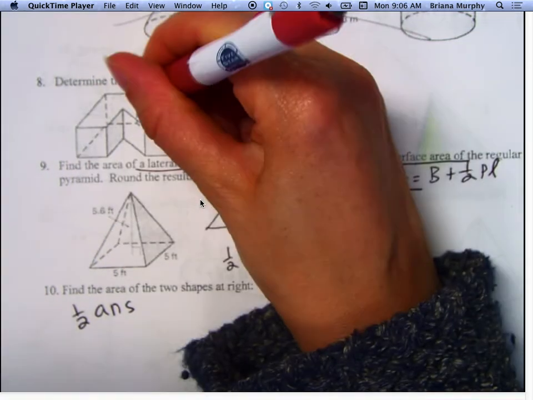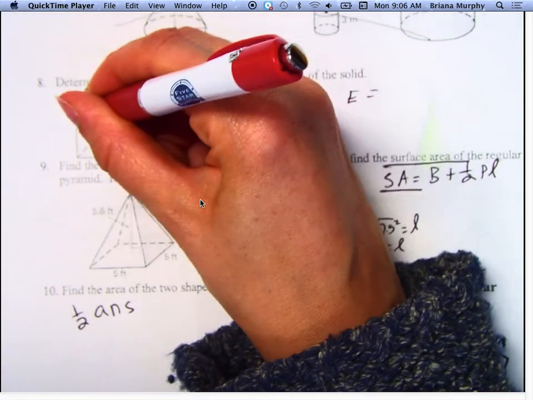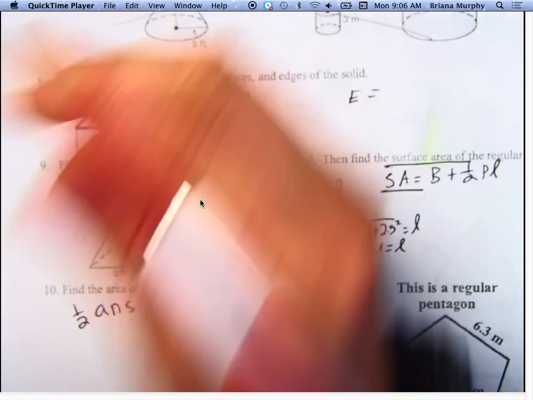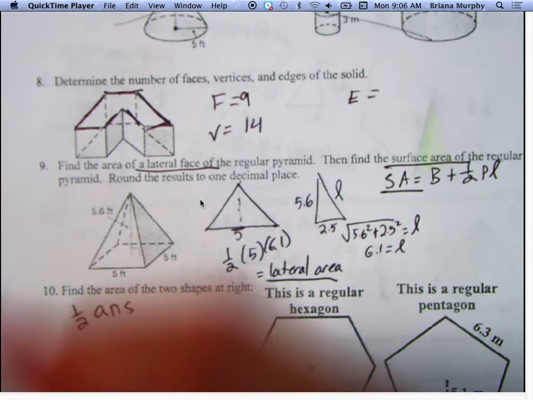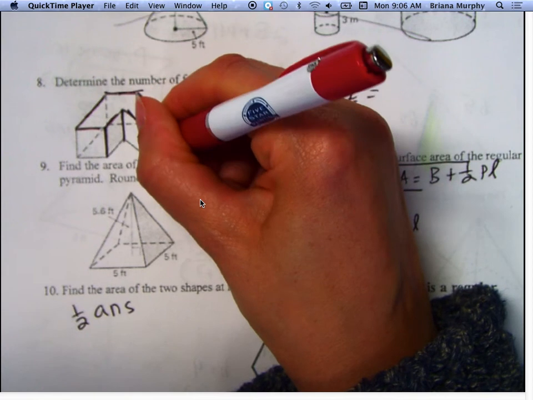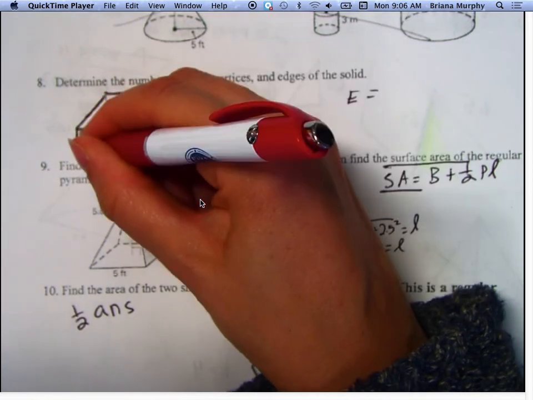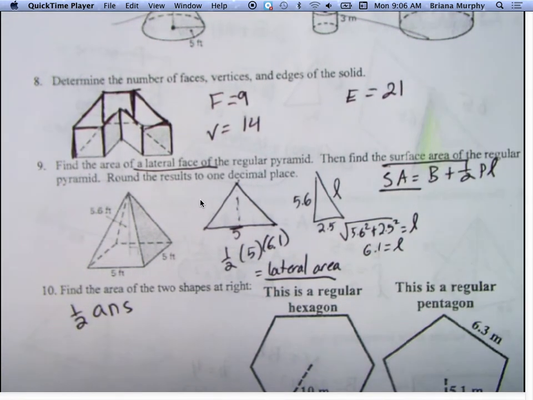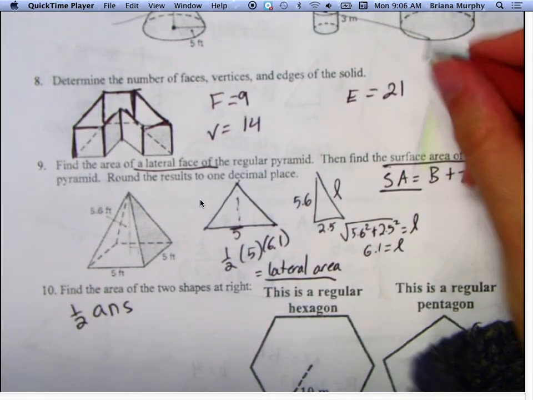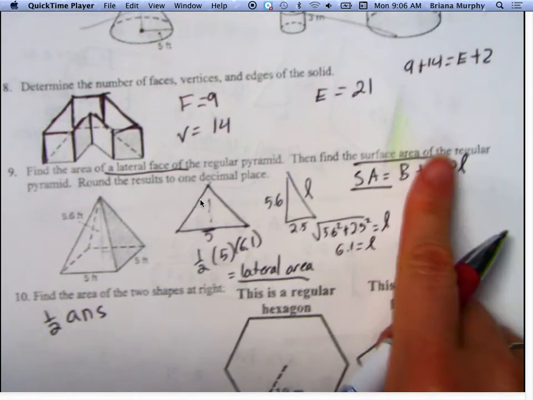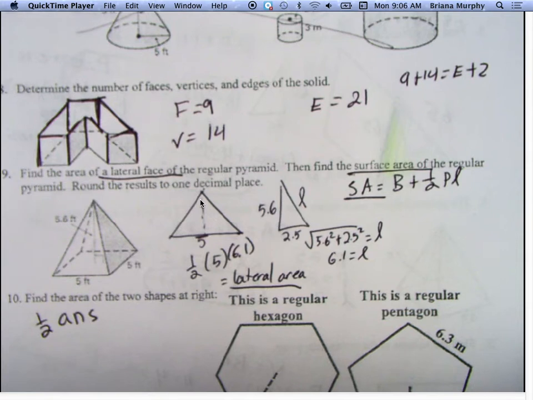So if we count the top, 1, 2, 3, 4, 5, 6, 7. That's the top and bottom, right? That's probably how you got 14. Remember, you have to go down these too. 15, 16, 17, 18, 19, 20, 21. And remember, you can always stick it in the formula. If you're pretty sure about the faces and vertices, you could always go 9 plus 14 equals E plus 2 and solve, and you'll find 21 for that too. So that's always a great way to double check: use that formula.